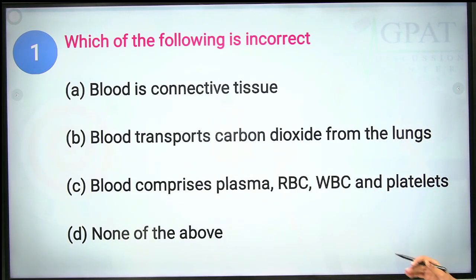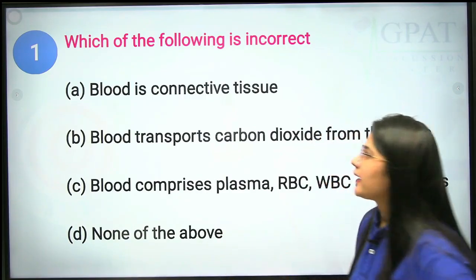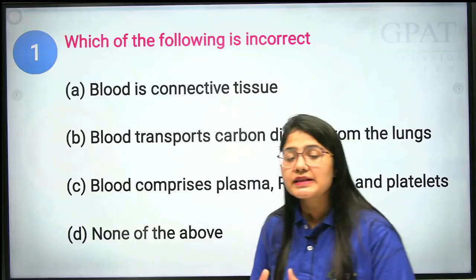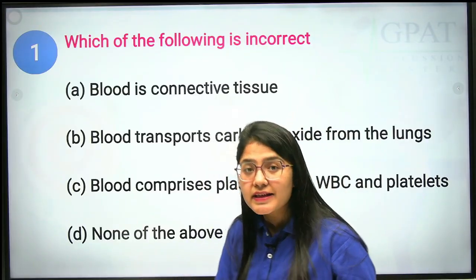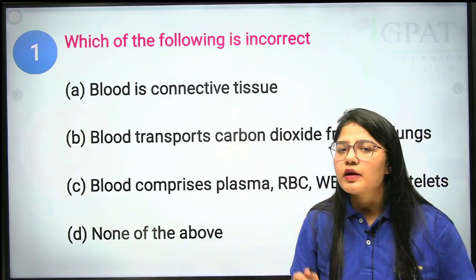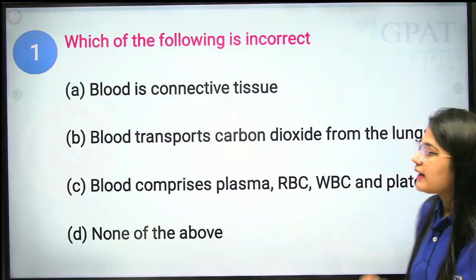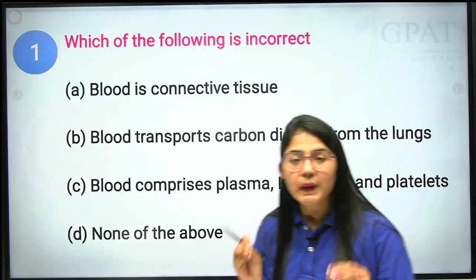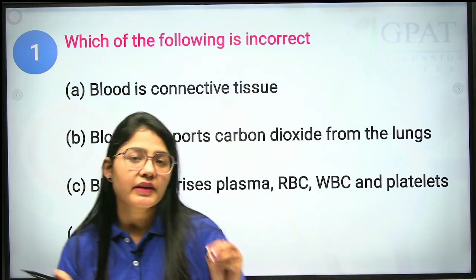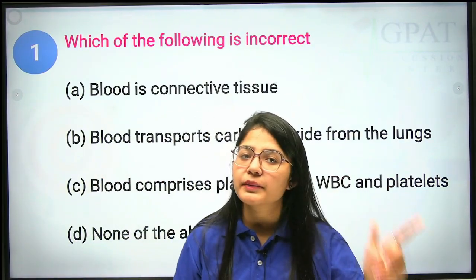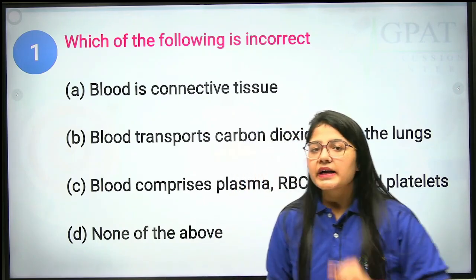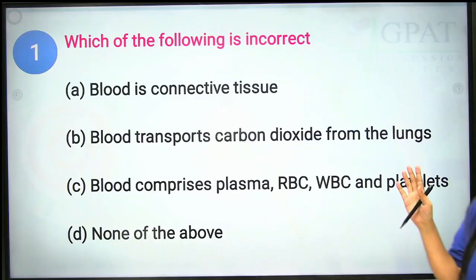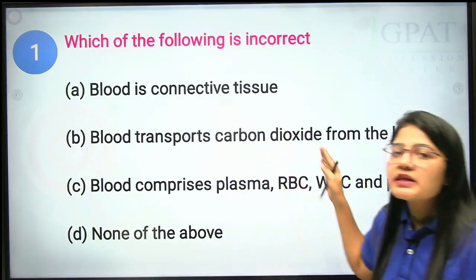Which of the following is incorrect? Blood is a connective tissue. Yes, obviously blood is a type of connective tissue, which is responsible for connecting your body from tip to toe. Right? Blood transports carbon dioxide from the lungs. No. Blood is not responsible for the transportation of carbon dioxide from the lungs. We can say blood transports only oxygen from the lungs. Clear? So this will be the correct statement regarding the second option.